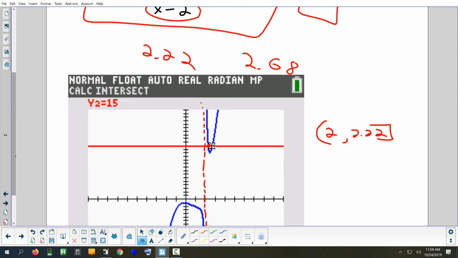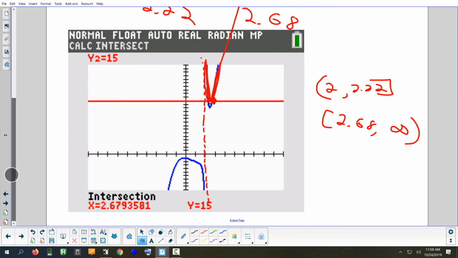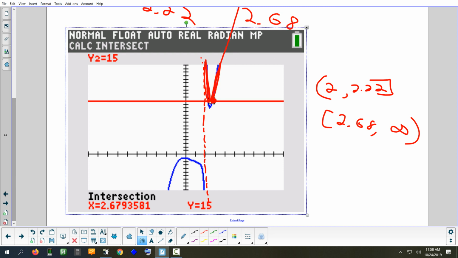So now you've got this part right here. How about this part? Where does it start? 2.68. Can I include it? Yes, I can. And then to infinity, this part is just going to keep going. At first, with a standard window, you didn't see this part up at the top. You've got to zoom out and check it. And then that's it. Did you put the U thing? Yes, thank you. You put a U.